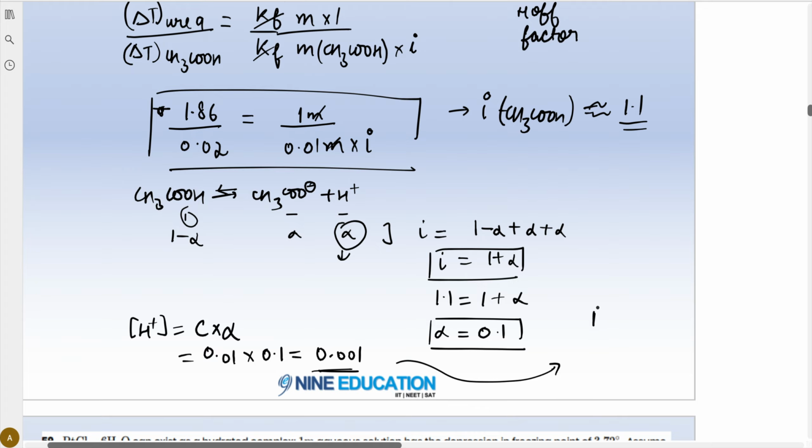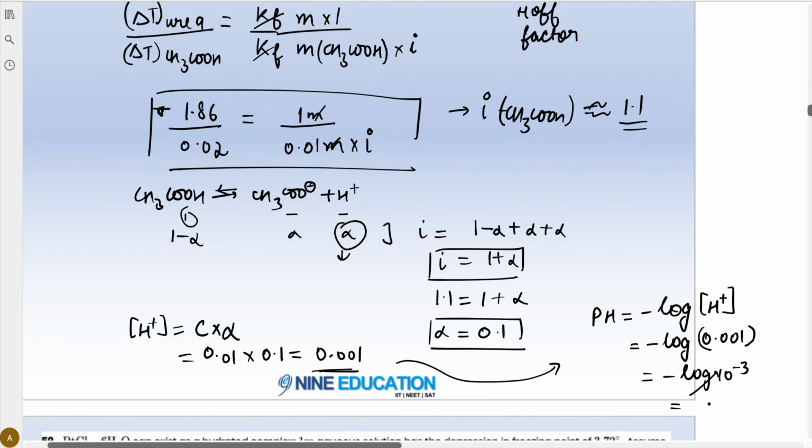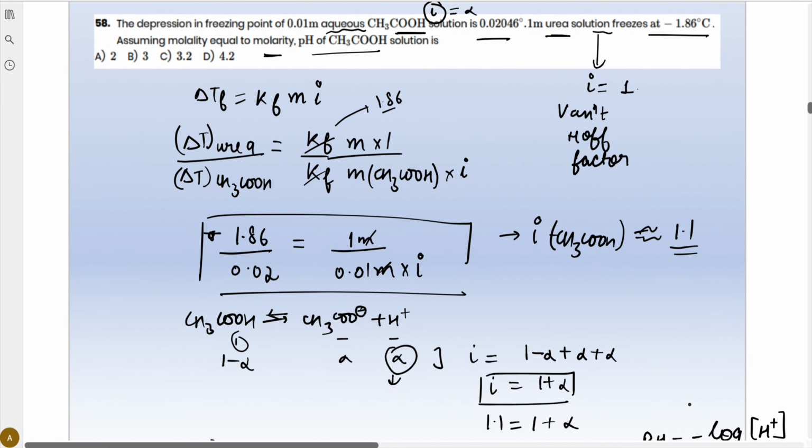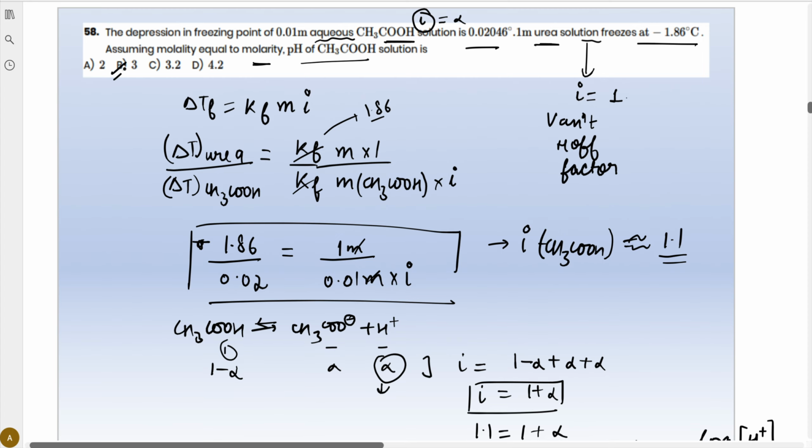Now calculate the pH value. pH value is, you all know, minus log of H positive. The concentration of H positive is 0.001. So minus log of 10 power minus 3. Minus 3 will come forward, and log with the base 10 of 10 will give you 1. So answer will come 3. So the answer to this question 58 will be option B.